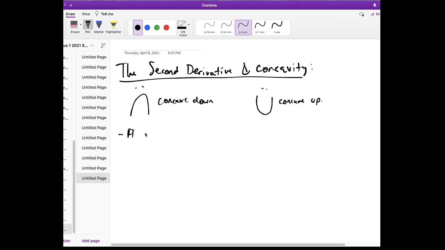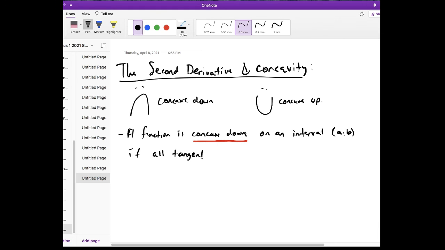A function is concave down. So this is a definition. If all tangent lines, say concave down on an interval, right? It may not always be concave down, might switch. Is concave down on an interval if all tangent lines lie above the curve.